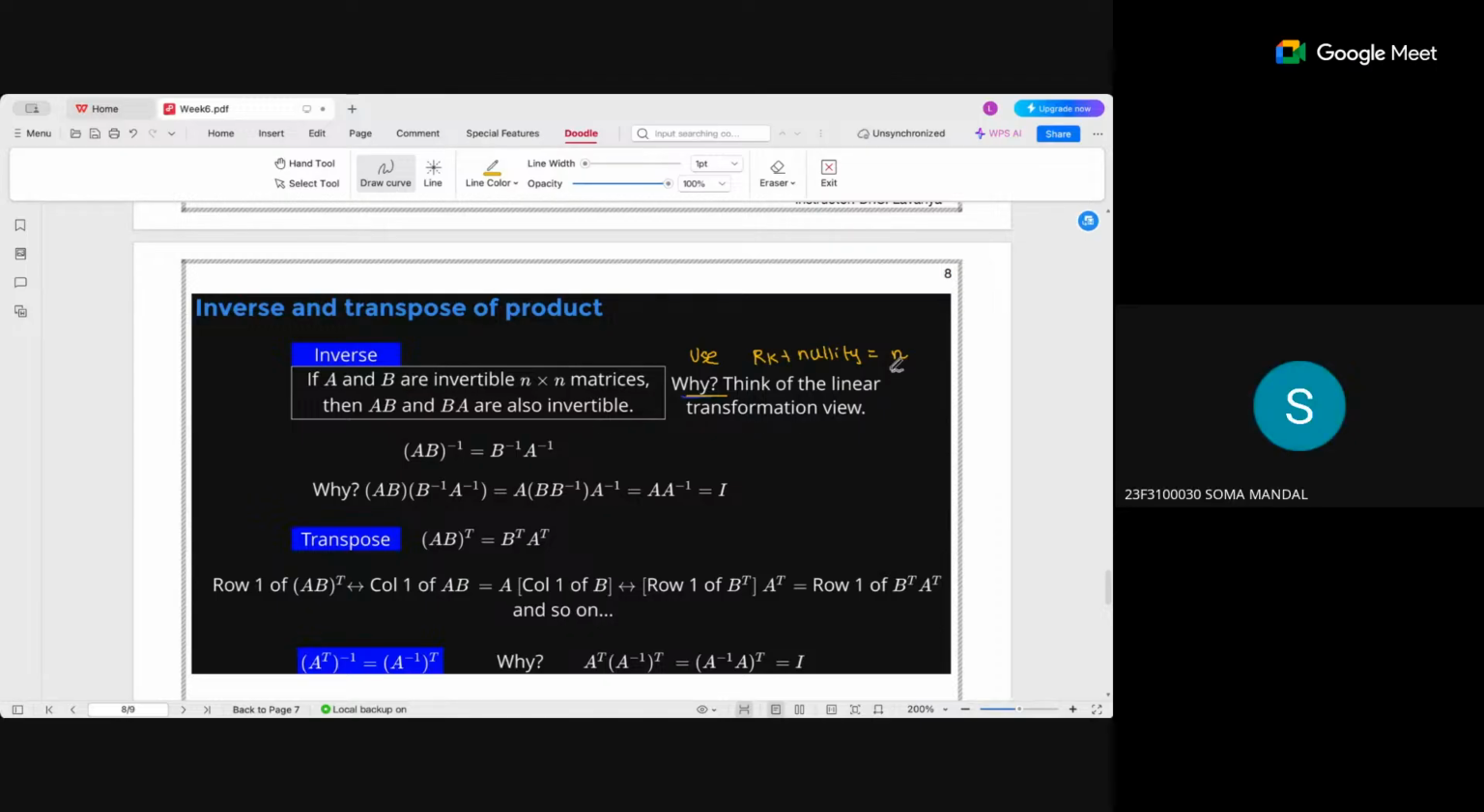Determinant not equal to 0, yes, invertible. A and B are invertible. This means the determinant of A is non-zero and the determinant of B is non-zero. So the determinant of AB is also non-zero, right? So this is the way using determinants. For using linear transformation, I give you time to think, using the rank nullity theorem.